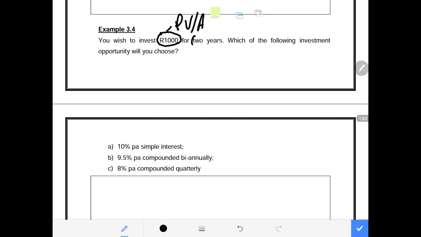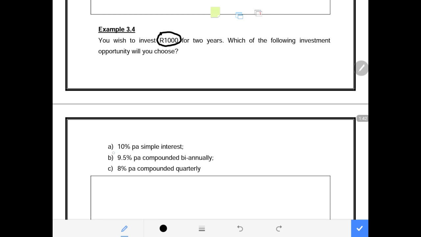The amount is invested for a period of 2 years, and we know that 2 years will be N. It does not matter whether you are dealing with it from a simple interest point of view or from a compound interest point of view. N still remains the number of years the amount has been invested. And they say, which investment opportunity will you choose? So now we need to choose out of the 3 investment opportunities that are available.